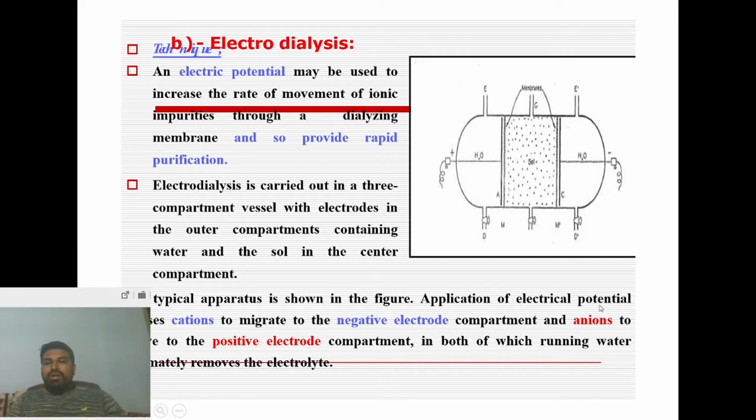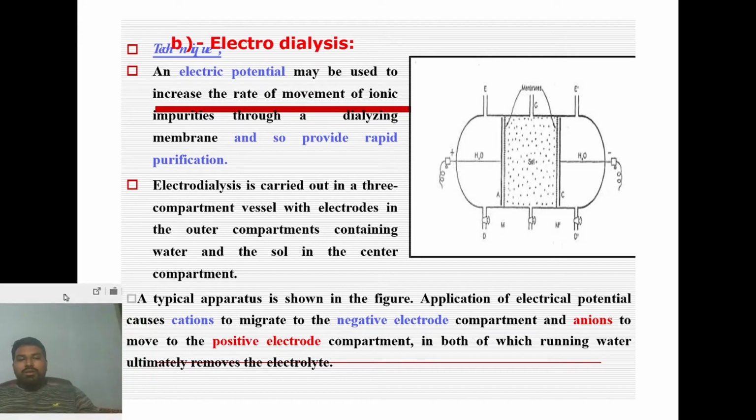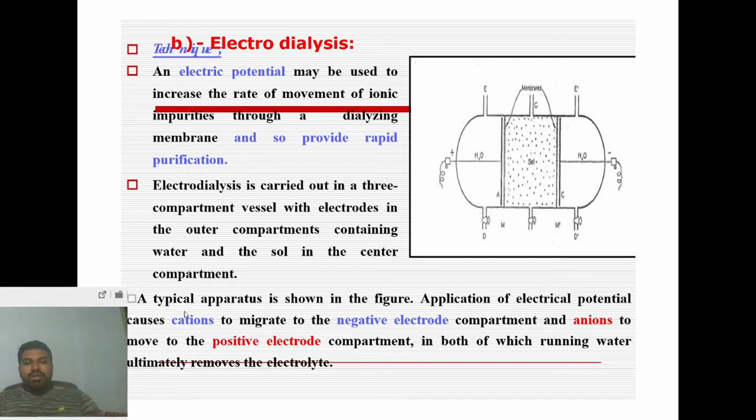Application of an electric potential causes cations to migrate to the negative electrode compartment and anions to move to the positive electrode compartment. In both of these, running water ultimately removes the electrolyte.